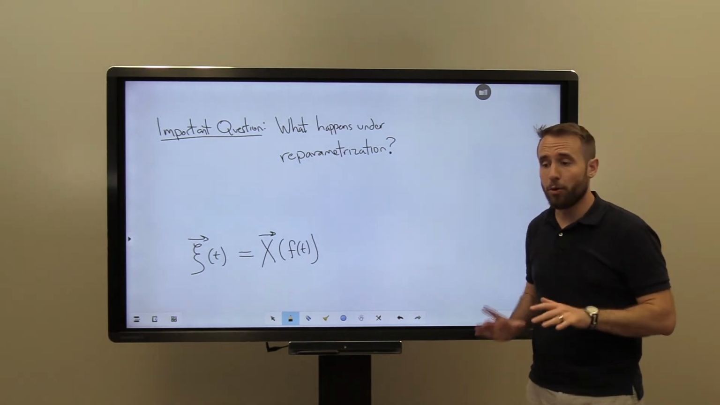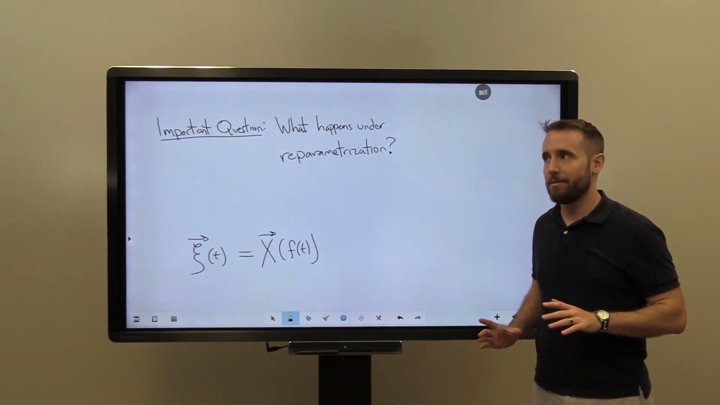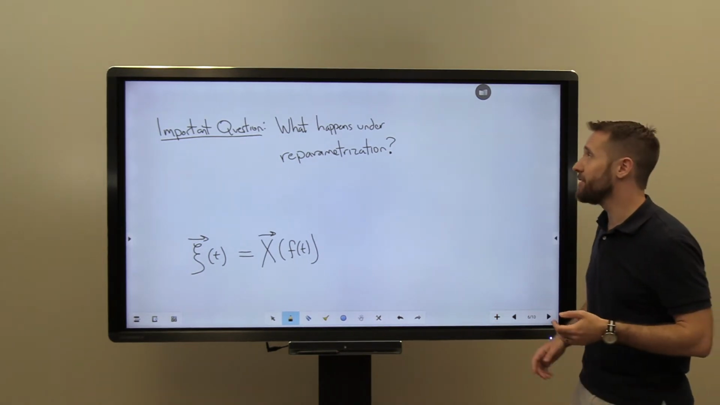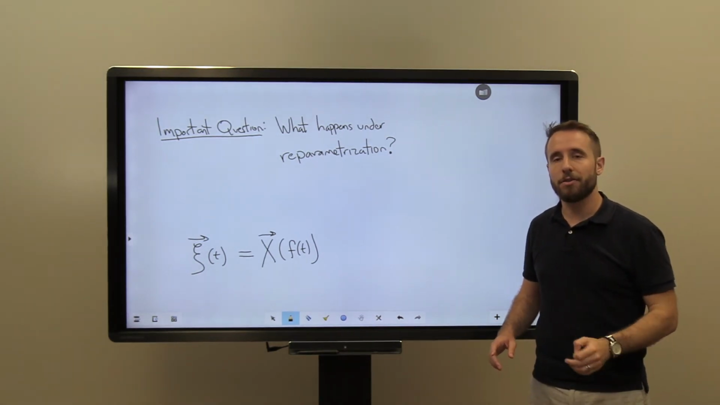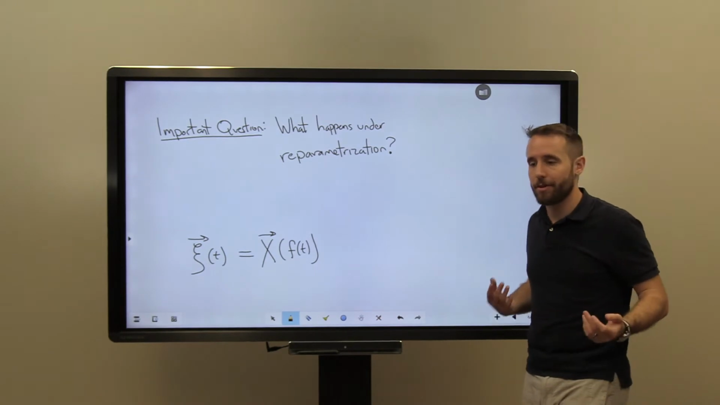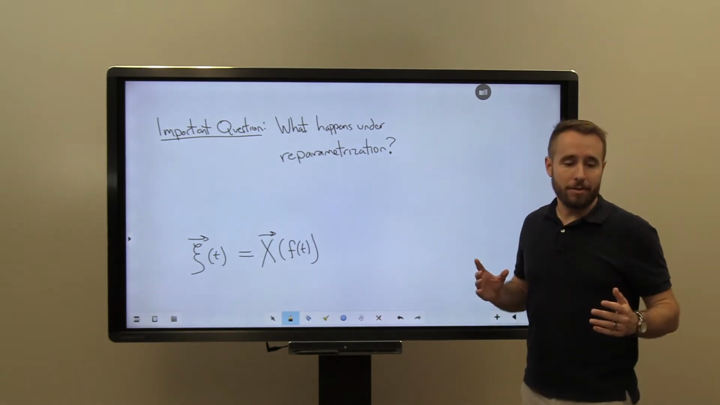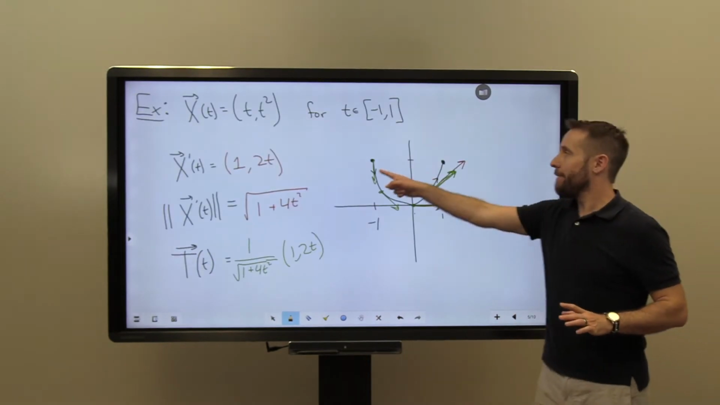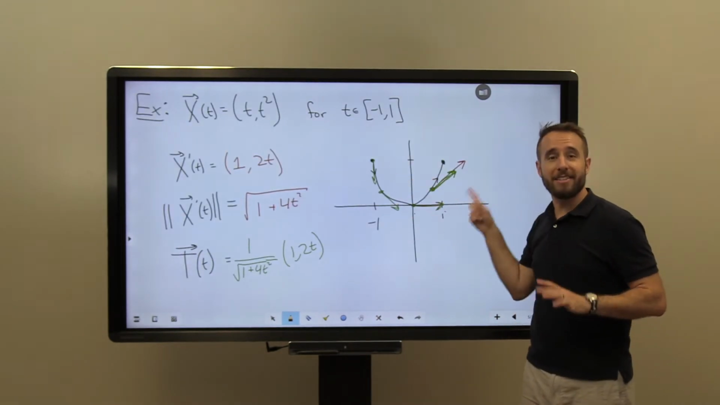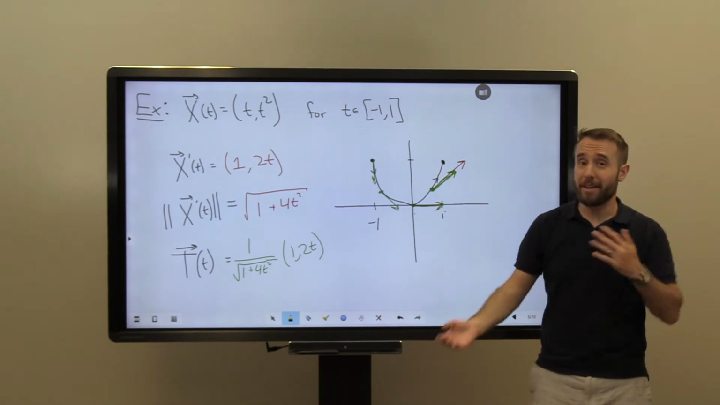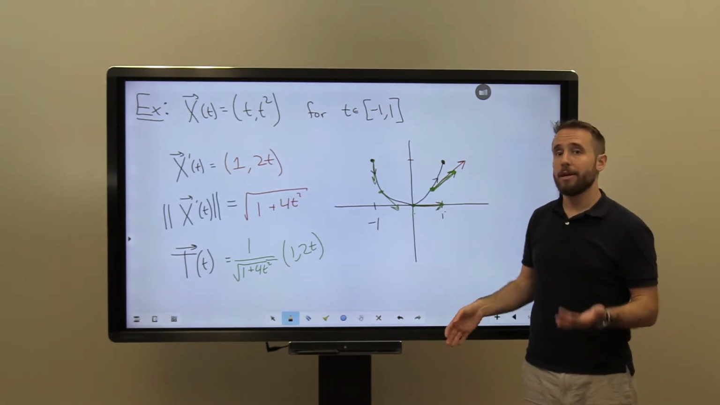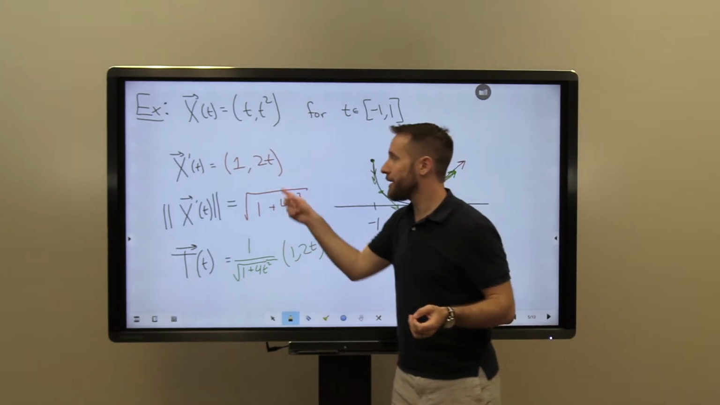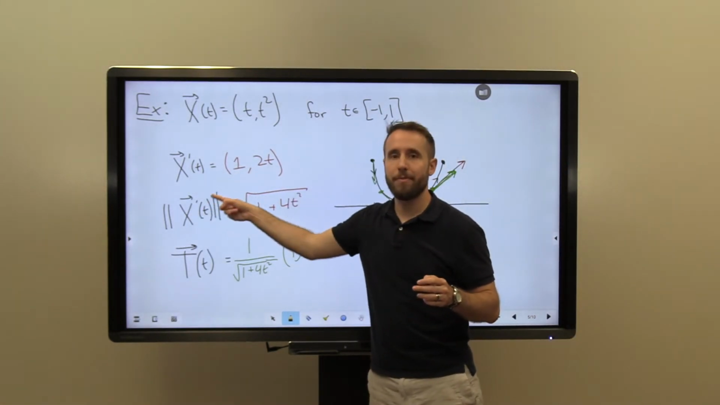Okay, so there's an important question that we should now address, and this important question is what happens under a reparameterization of a curve? Pausing for a second, if I reparameterize this curve in a different way, if I sped it up or slowed it down or what have you, that would change the speed of my curve. That would change my norm of x prime of t.